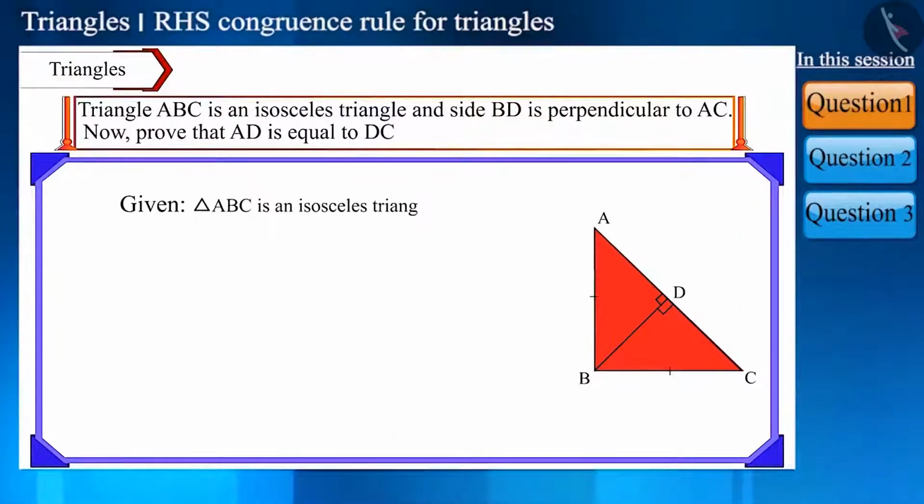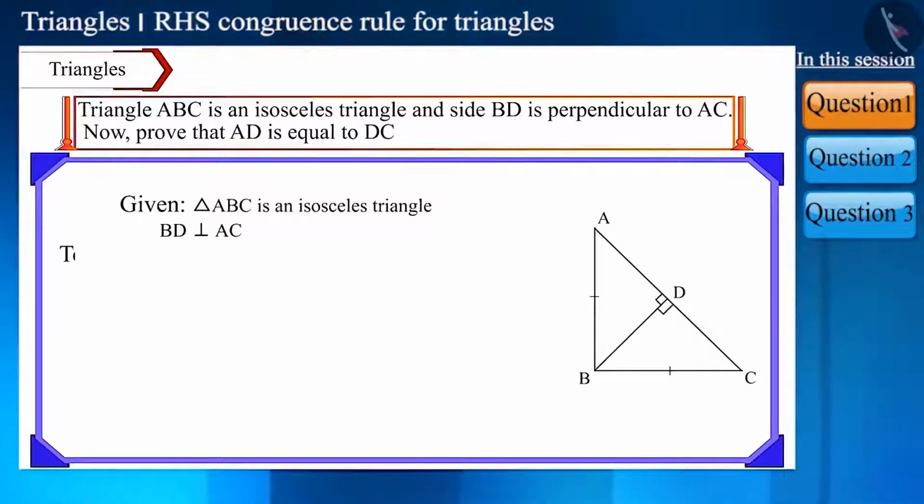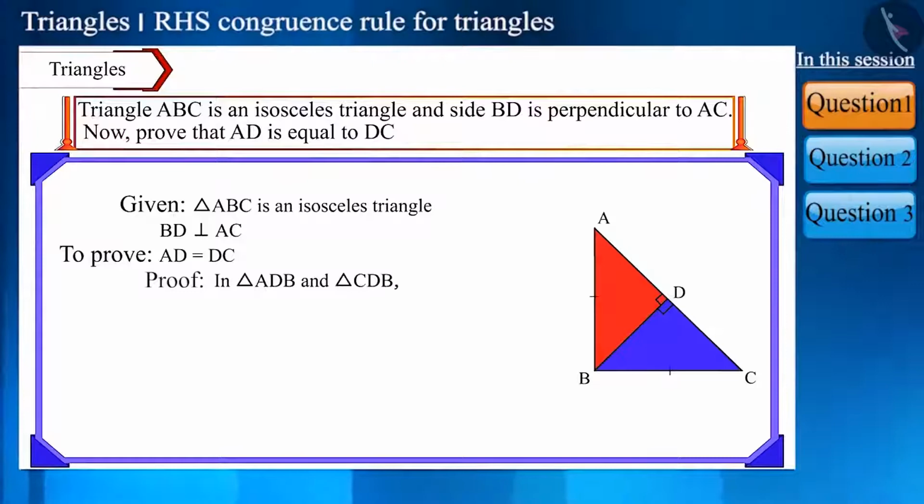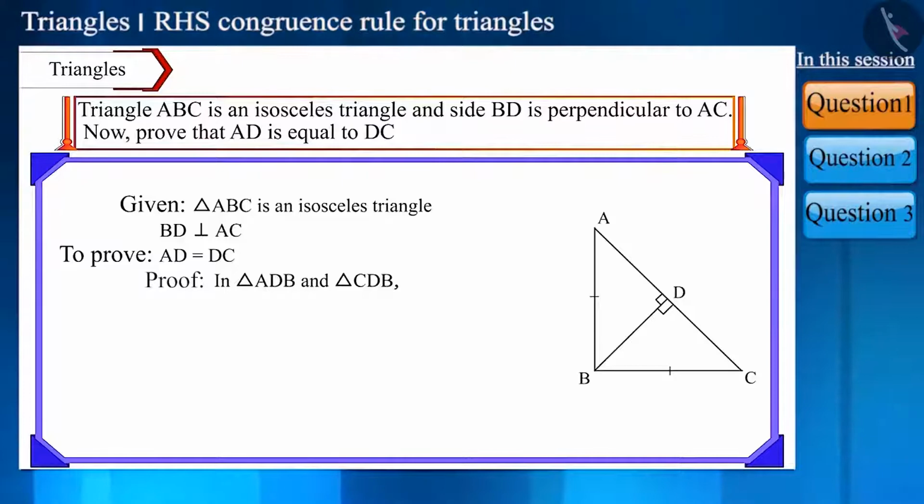Triangle ABC is an isosceles triangle and side BD is perpendicular to AC. Now, prove that AD is equal to DC. Friends, if we prove that triangle ADB is congruent to triangle CDB, then the corresponding sides of congruent triangles are congruent. So, side AD is equal to side DC. Our aim is to prove that these two triangles are congruent. So let's see how to prove these triangles congruent.